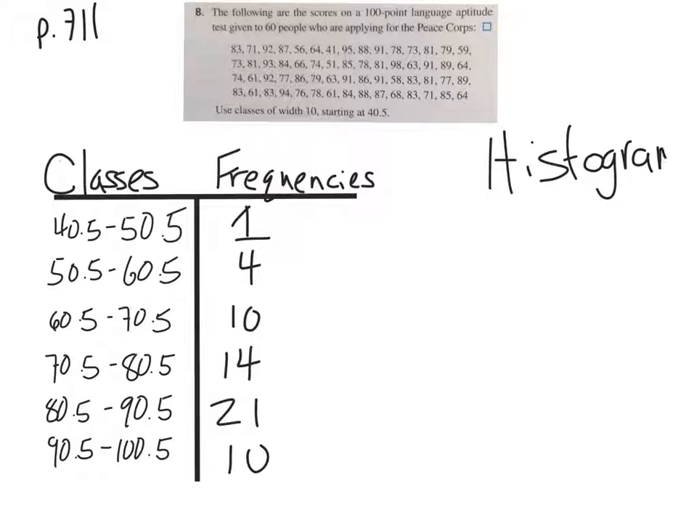So the problem's asking us for a histogram. And anytime, like I said, if you want a histogram or a bar graph, you need a frequency table first to organize the data. And then the histogram or bar graph is essentially that frequency table in a graph form. So that's what we're going to do now.